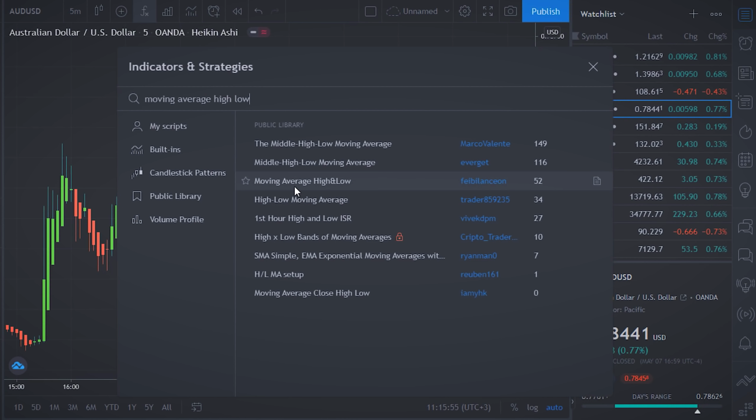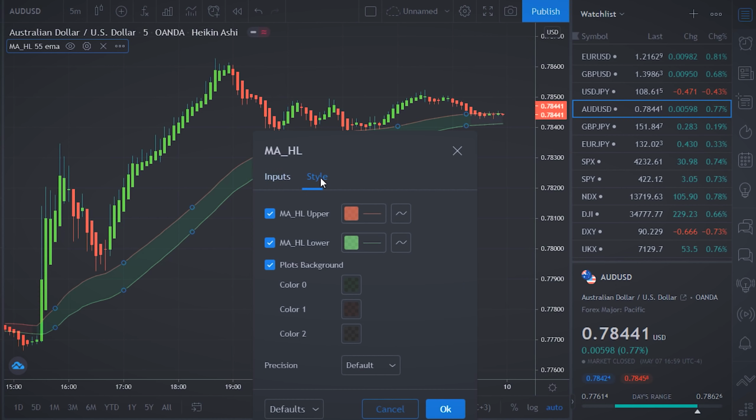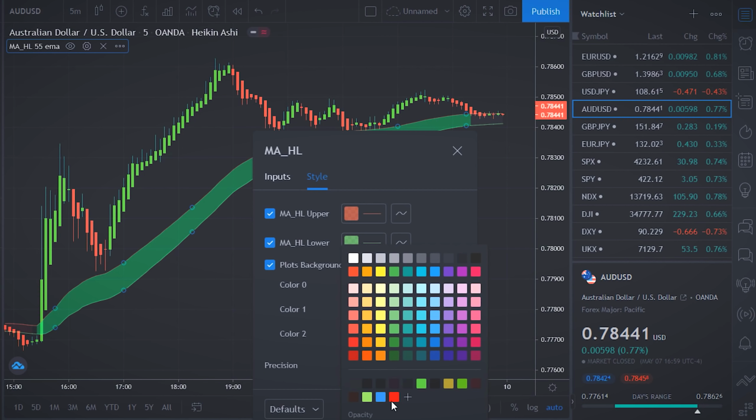By the way, I use this indicator on TradingView. When the moving average channel is sloping upwards, the lines are green. When it's sloping downwards, the channel is red. And when the moving averages are flat, the channel is gray.